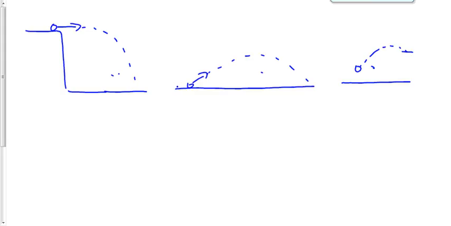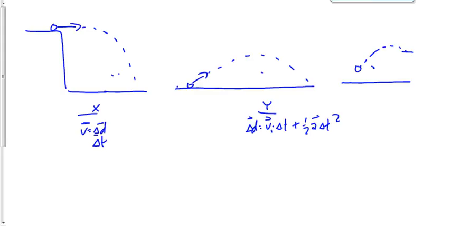Now, because we have a parabola, it means it's not in one dimension. It's a two-dimensional problem, right? Two-dimensional problems means we've got to break it up into x components and y components. In all three of these cases, we'd say delta d over delta t for the x component because it's traveling at a constant velocity horizontally, and we'd say d is equal to vit plus 1/2 at squared for the y component. Really, it's any acceleration equation, but this one happens to work for us most often.